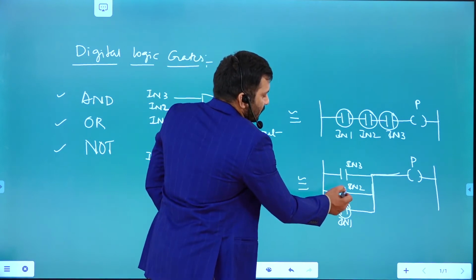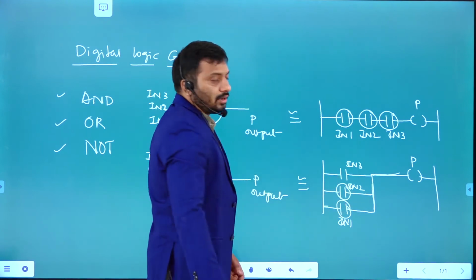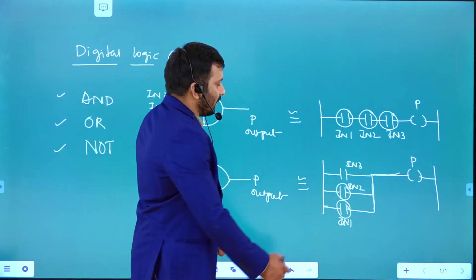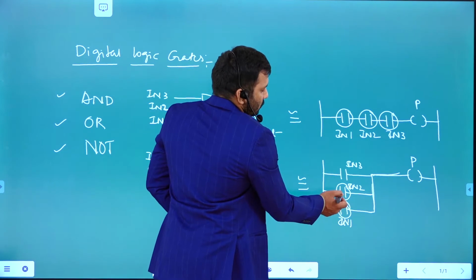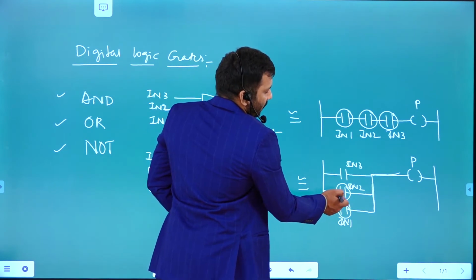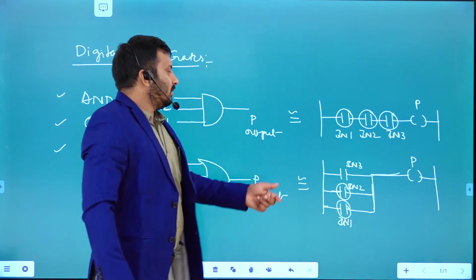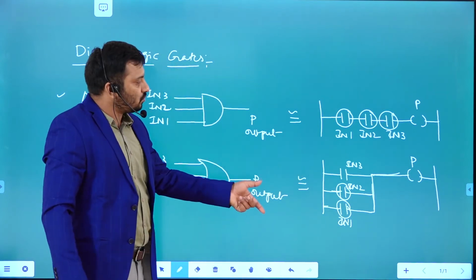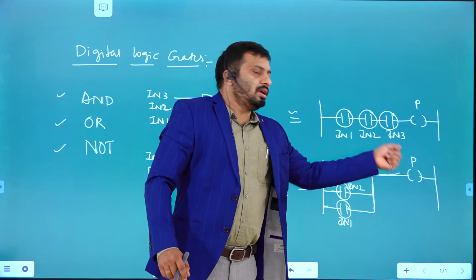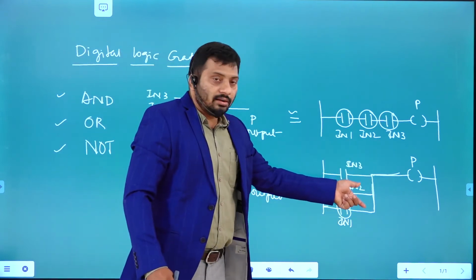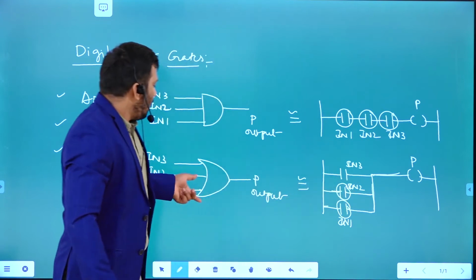If, for example, this one is activated, this normally open contact is going to be closed, then power is going to pass through this line to activate the output. Like that in the third one also, if any one is 1, then the output is going to be 1. So this is the equivalent ladder rung for the OR gate.